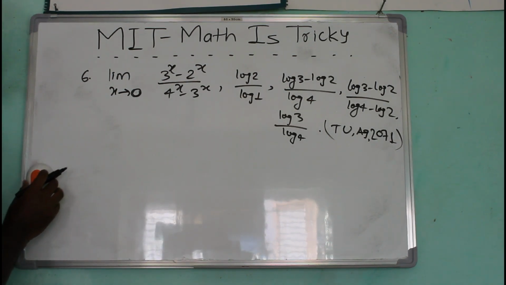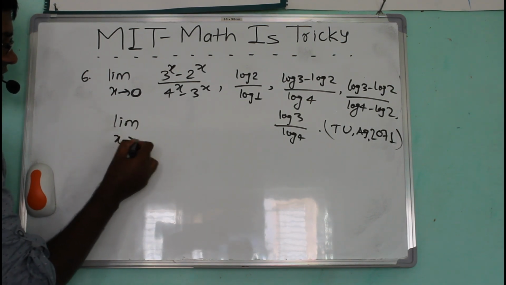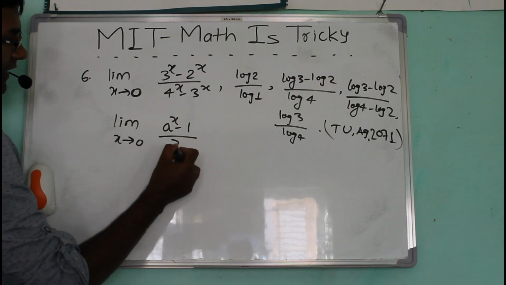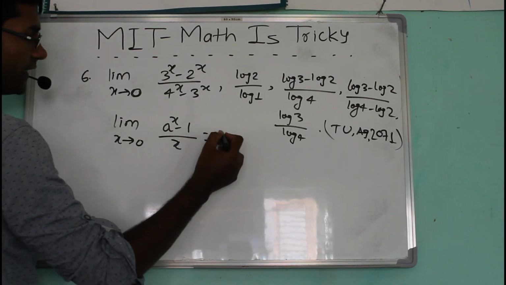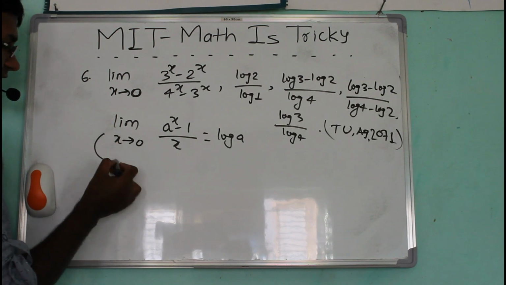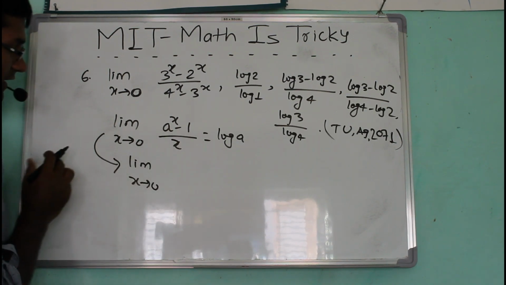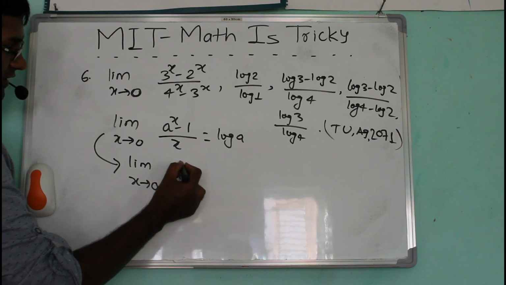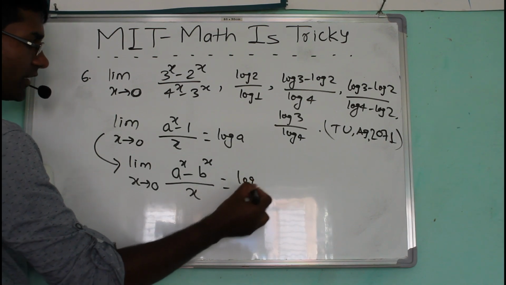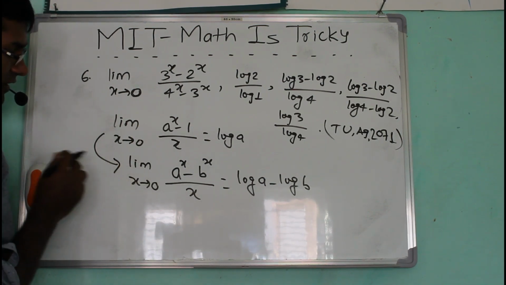To solve this problem, we simply have to use this. Hope you remember this: limit x tends to 0, (a power x minus 1) by x is simply log a. This is the condition we are going to use, and by extending this we can further write, if you remember this, it will be easy for you. Suppose it is (a power x minus b power x) by x. Simply you can write log a minus log b. This is the special case of the first one, so I'm just going to use this.